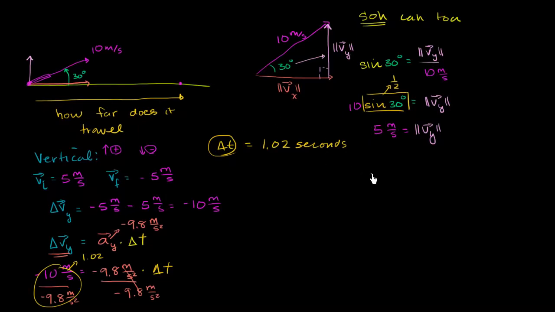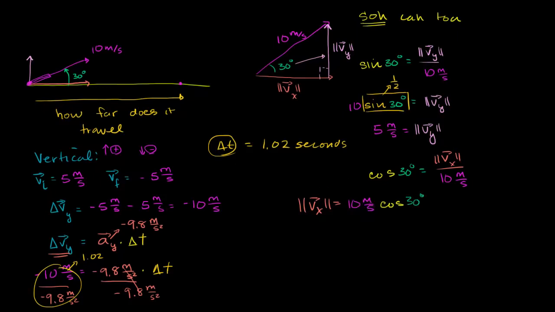So we get cosine of 30 degrees. Cosine of 30 degrees is equal to the adjacent side, which is the magnitude of our horizontal component, over the hypotenuse, over 10 meters per second. Multiply both sides by 10 meters per second. You get the magnitude of our adjacent side is equal to 10 meters per second times the cosine of 30 degrees.